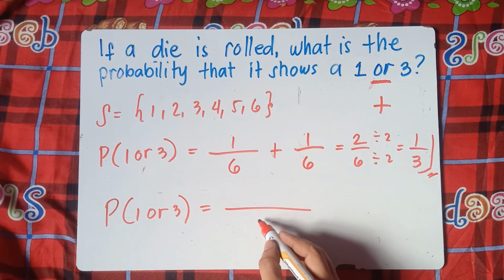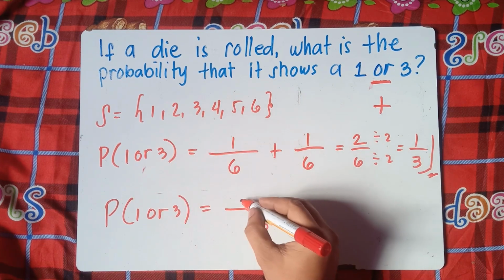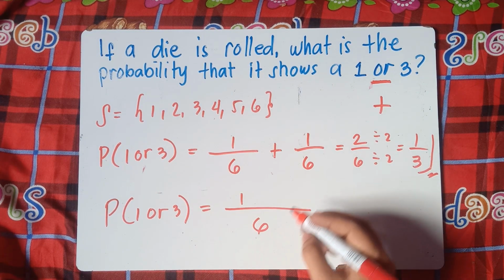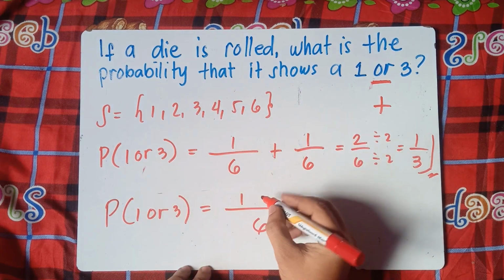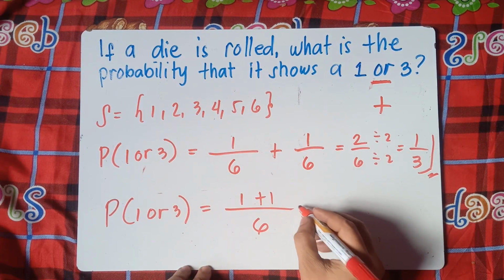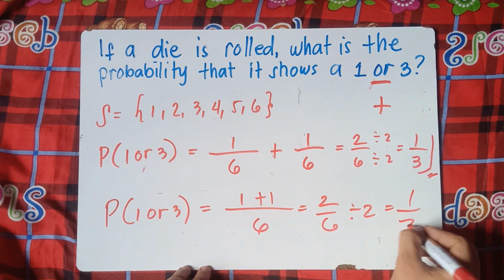So we have 6 possible outcomes. In getting 1 out of the 6 possible outcomes, we have 1, and in getting 3 out of the 6 possible outcomes, we have only 1, 3. So 1 plus 1, same answer, class. 2 over 6 divided by 2, that's 1/3.